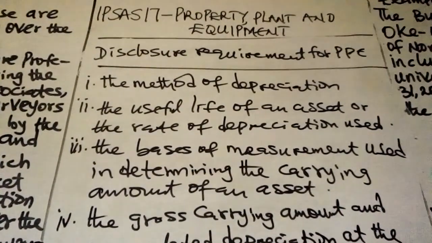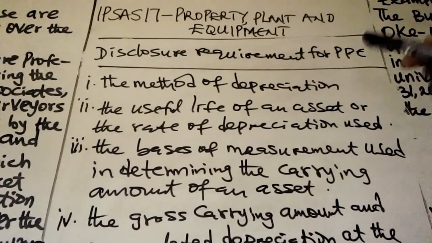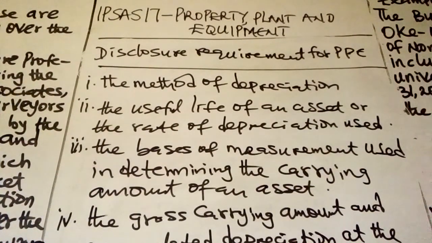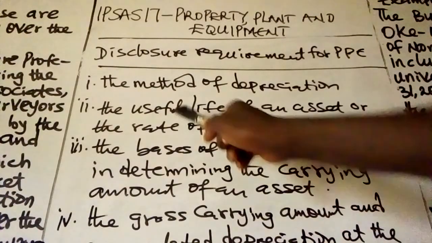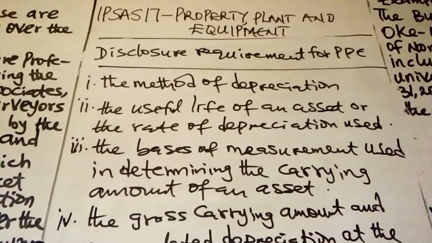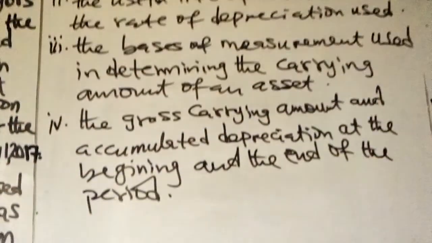The disclosure requirements for property, plant, and equipment include, 1, the method of depreciating the asset, whether straight line or reducing balance, must be disclosed. The useful life of the asset or the rate of depreciation used must be disclosed. Maybe the asset is expected to last for 5 years or the rate used is maybe 20% or 30%, that must be disclosed. Number 3, the basis of measurement used in determining the carrying amount of an asset, maybe the cost or the fair value. So all those bases must be disclosed.